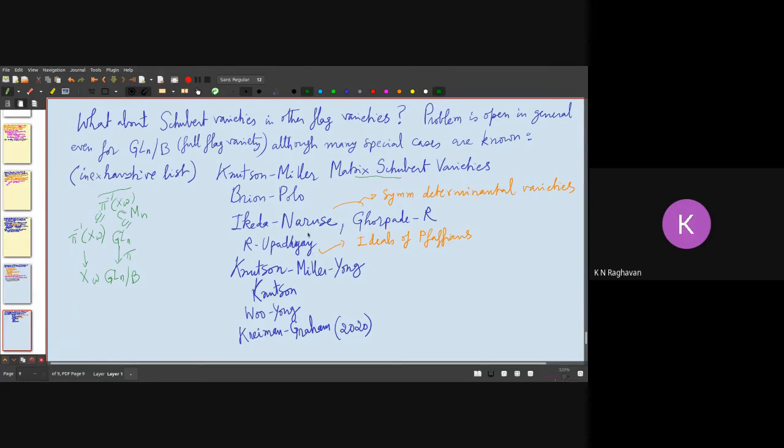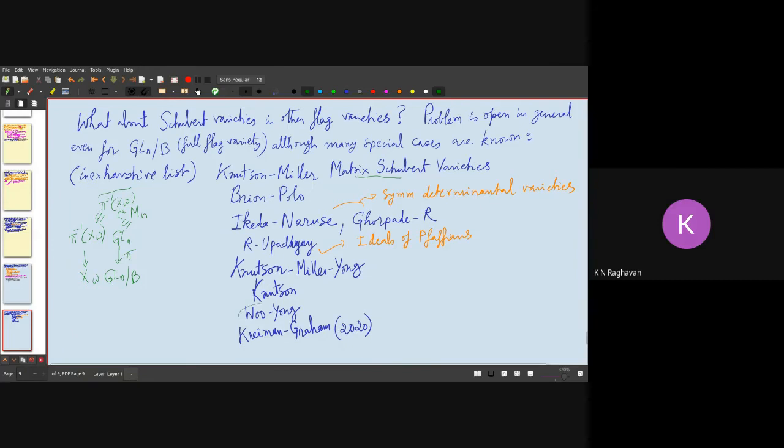There is also the paper by Brion and Polo. There is Ikeda and Naruse, work by them. There is Ghorpade and myself. And these are about symmetric determinant varieties. This is work on the analogous problem for Lagrangian or symplectic Grassmannians, which amounts to open patches there, generalized symmetric determinant varieties. And there is work by myself and Shyamashree Upadhyay, which has to do with ideals of Pfaffians. This is orthogonal Grassmannians.